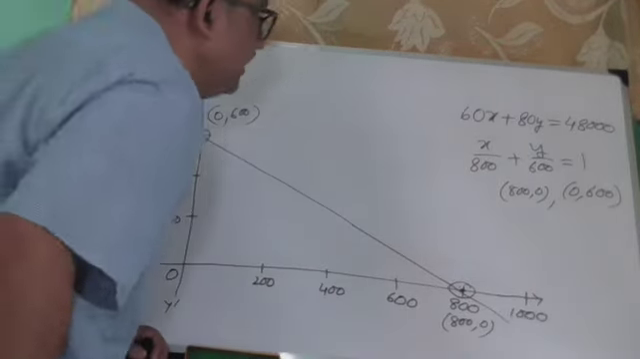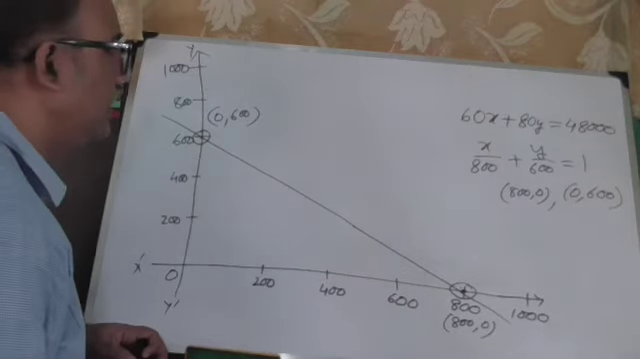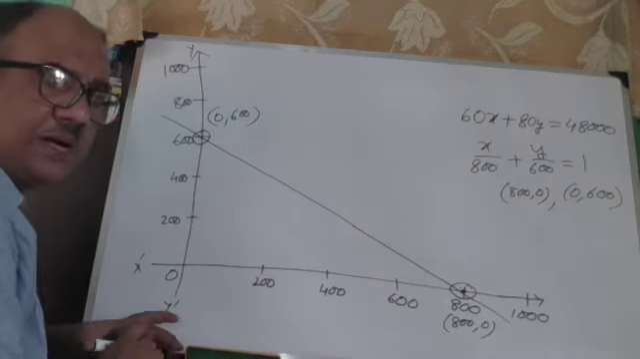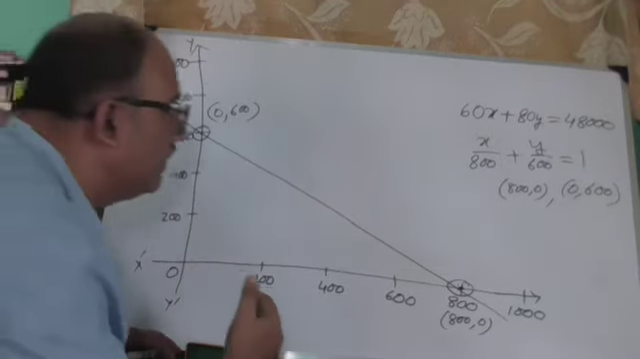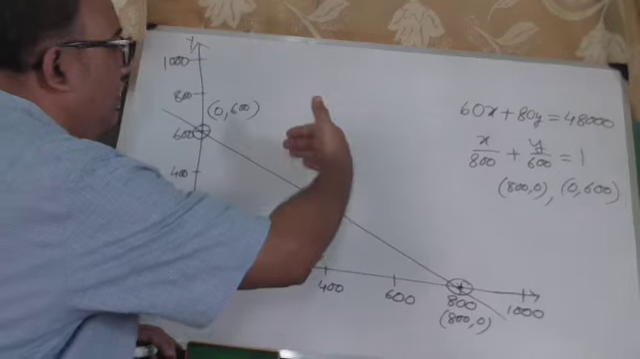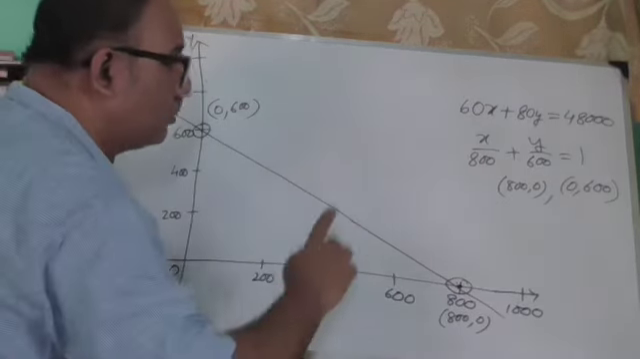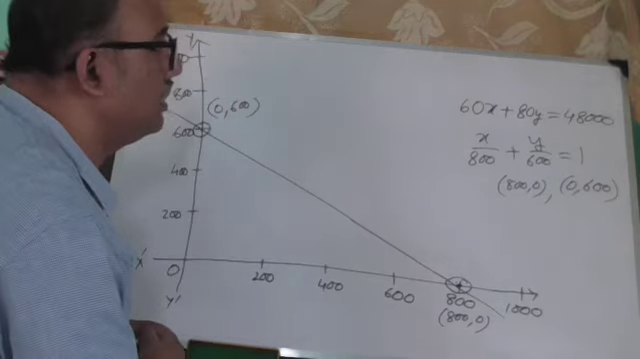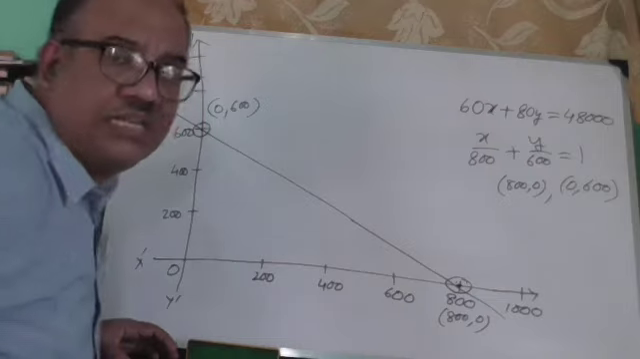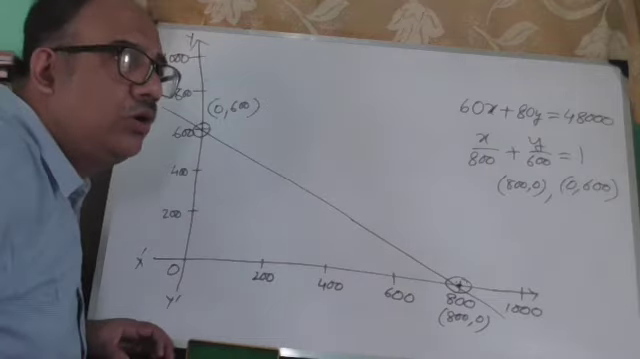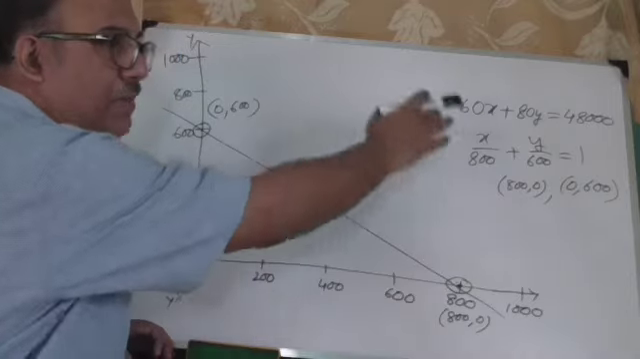So this is the straight line which is equivalent to 60x plus 80y equals 48,000. This particular straight line divides the plane of the whiteboard into two halves, one towards the right side of the line and one towards the left. Our original constraint was an inequality, 60x plus 80y is less than or equal to 48,000. So these two halves are called half planes, because hyper means half plane.